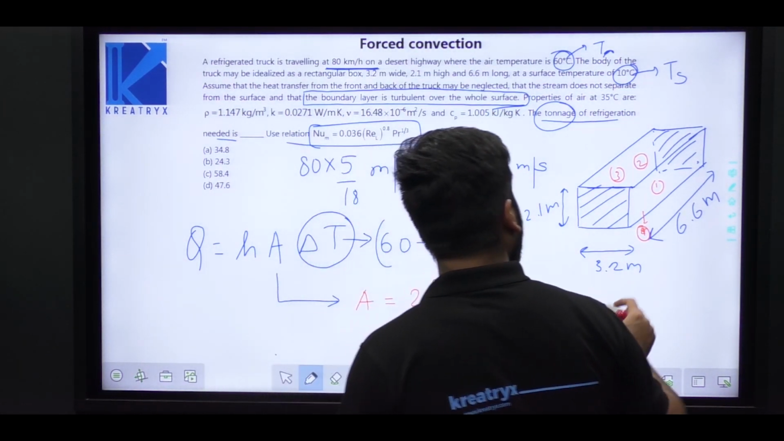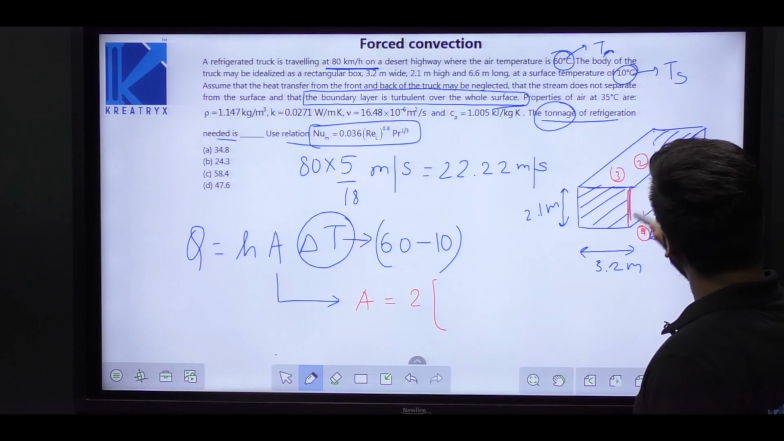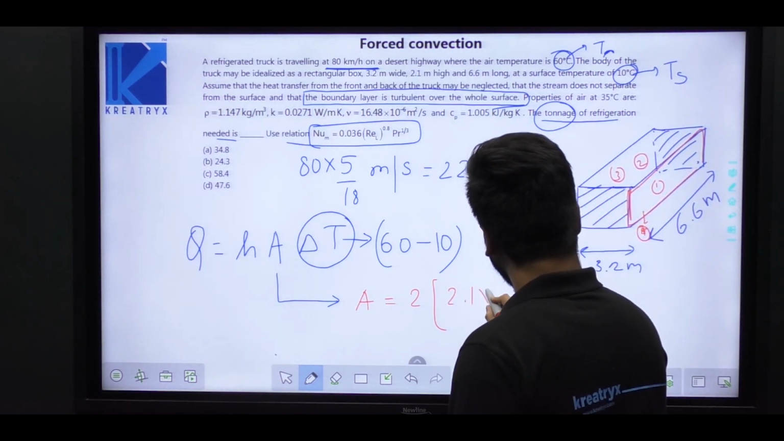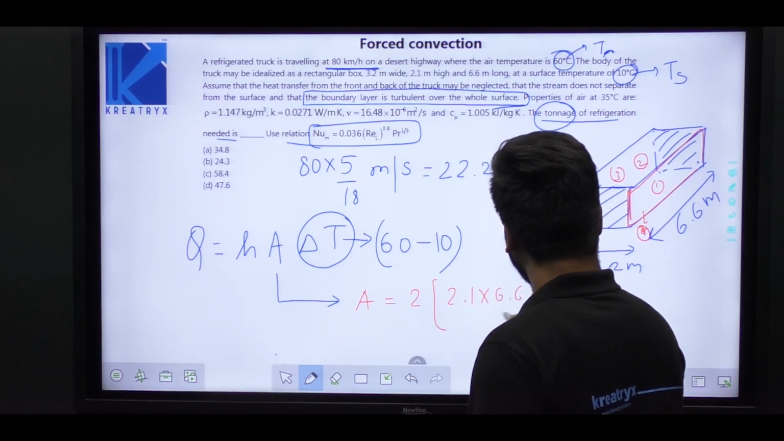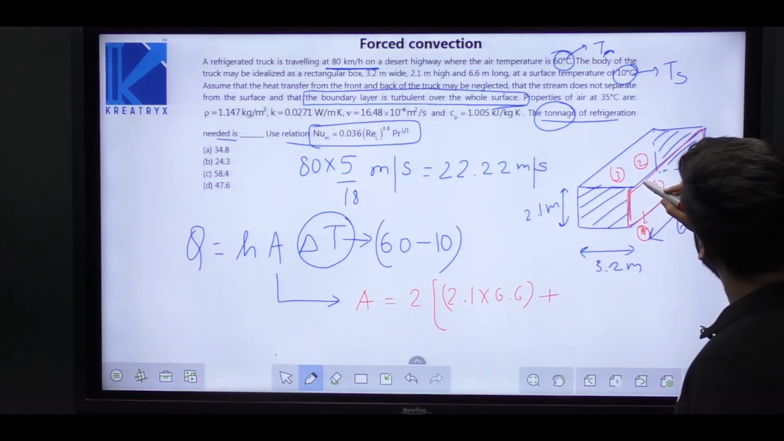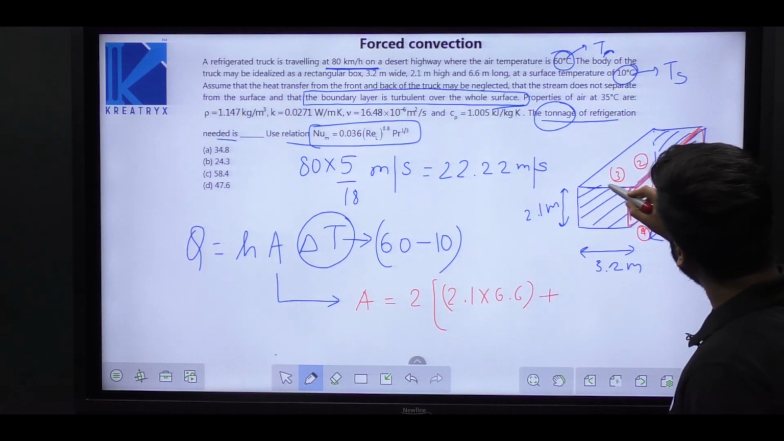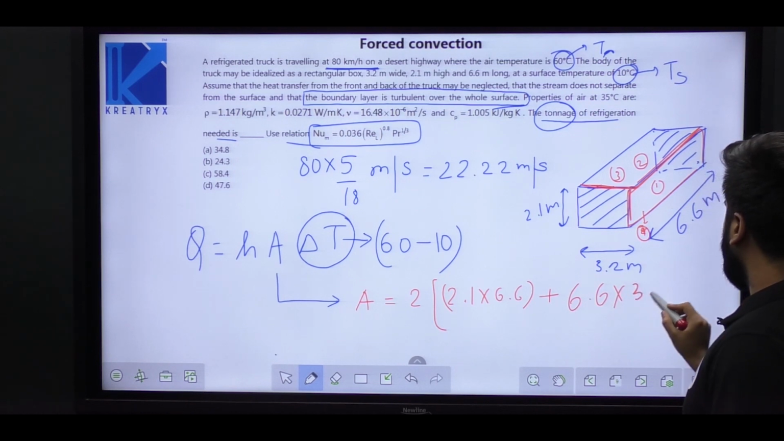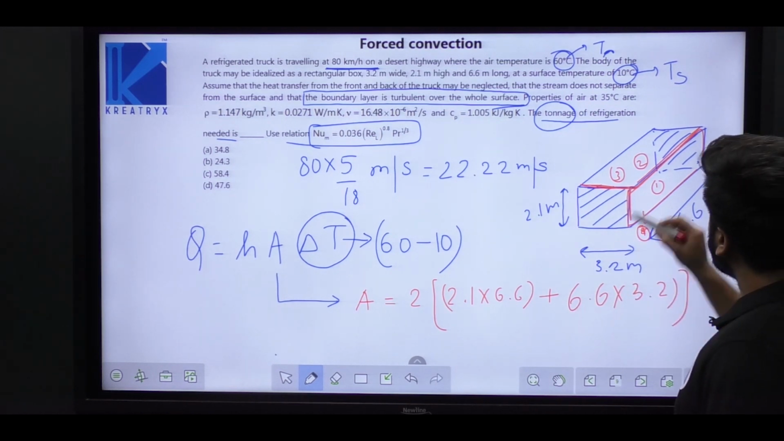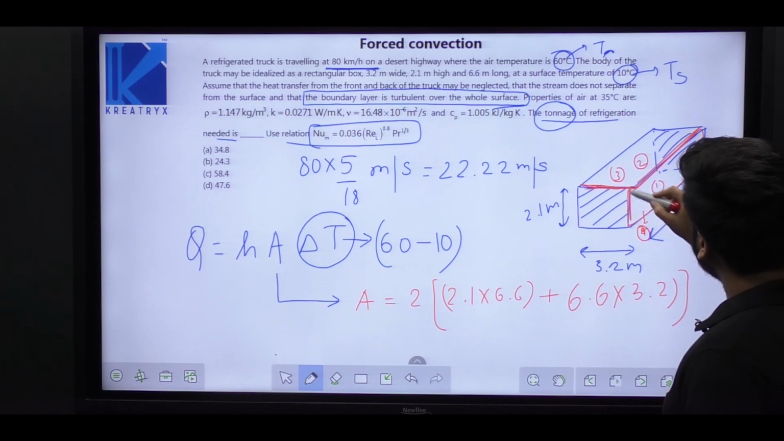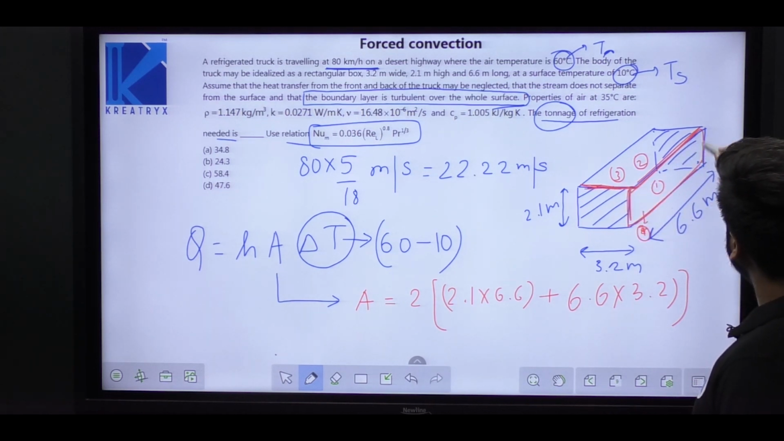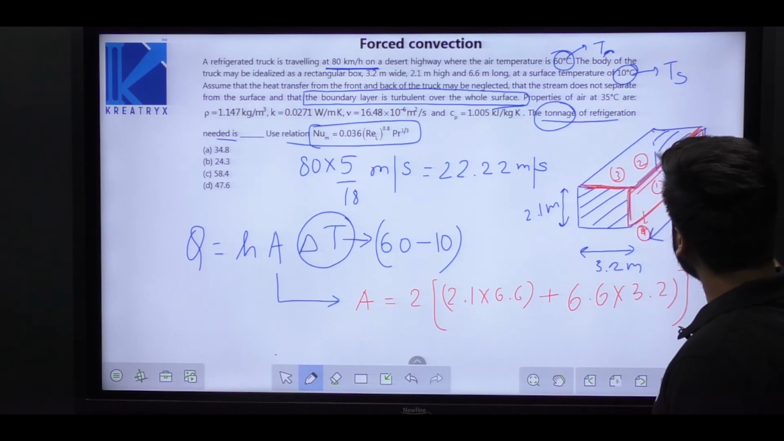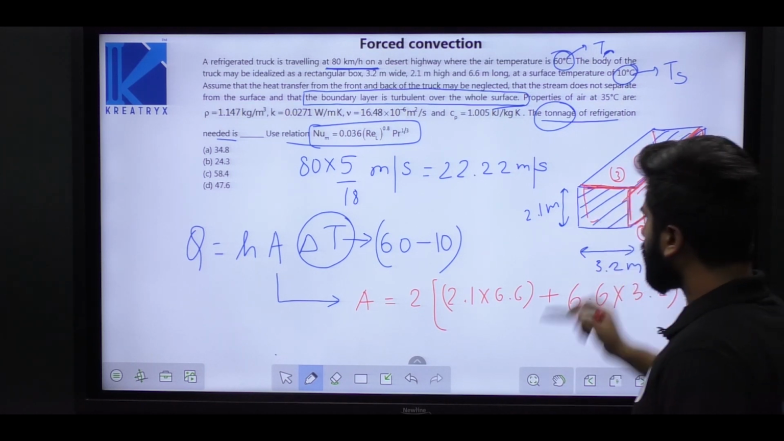So the area will be twice of 2.1 into 6.6 plus 6.6 into 3.2. Twice, because this surface is below also, and this side surface is on the left hand side also. This right hand side surface is on the left hand side also. Okay, you got it, guys.